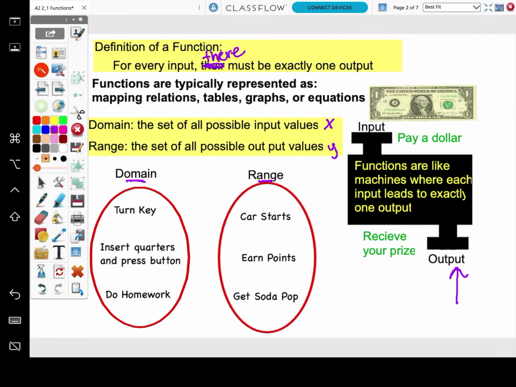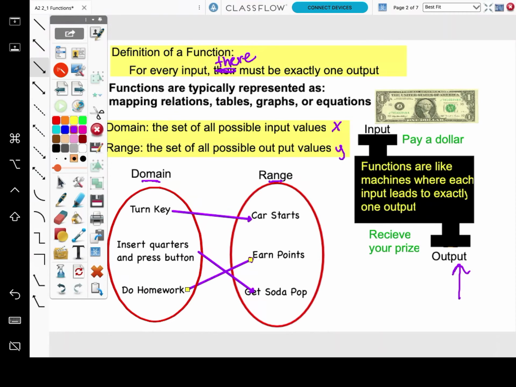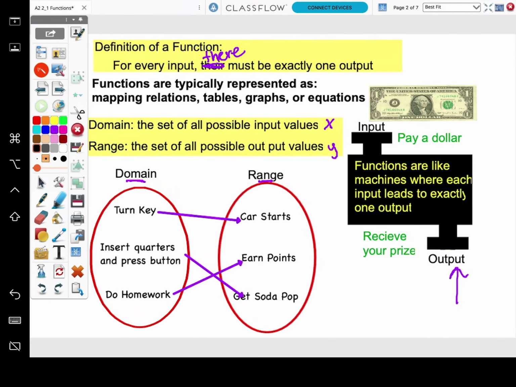So what happens if I turn the key? Which of these things might happen? Well, maybe turn key goes to a car starting. Inserting quarters and pressing a button, maybe we get a soda pop out of that. If you do your homework, you probably earn your points. So that's how a mapping diagram works. Over here on the right, that function machine says if we input $1 up here at the top, this function machine does whatever it does, and it kicks out a prize. That's kind of like a function machine.